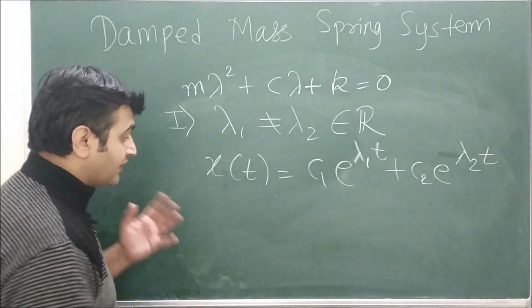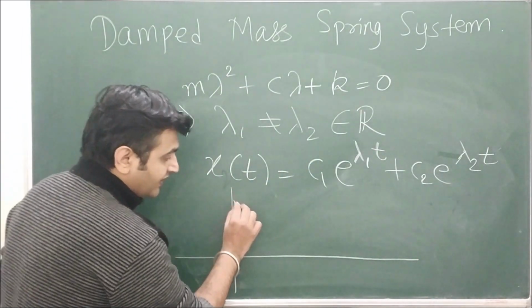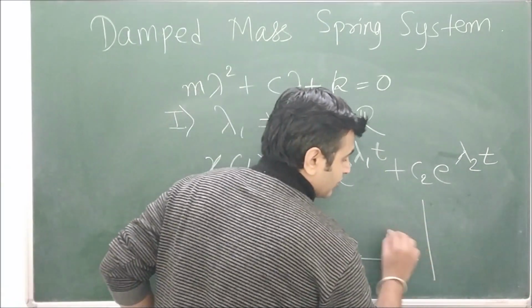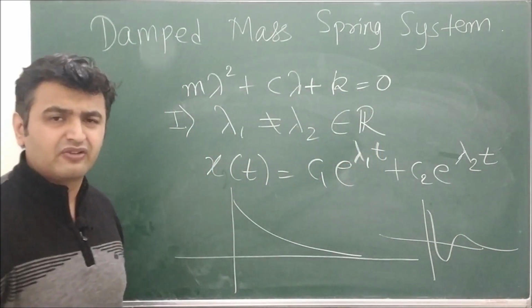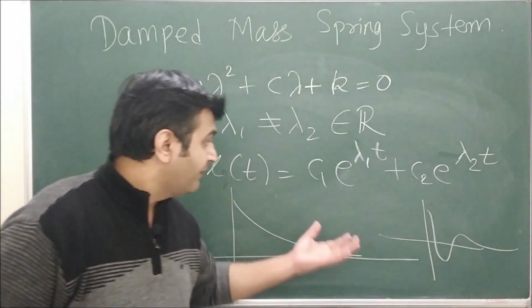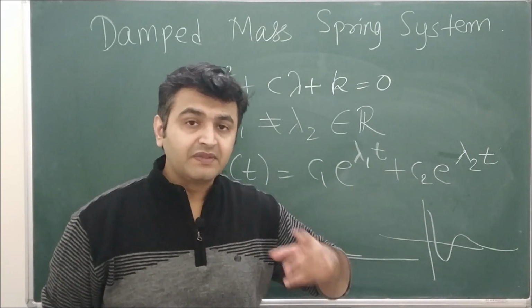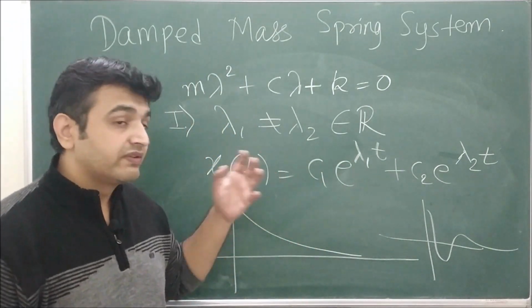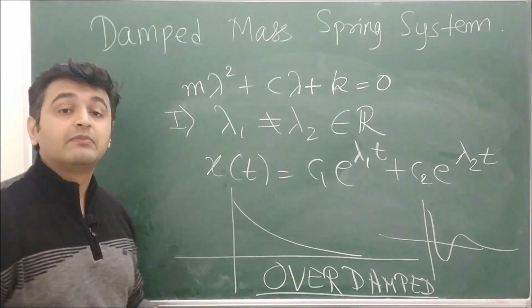Why overdamping? Now in this scenario, when you try to plot the solution curve, either you get something like this, or you get at most one or two oscillations. Hardly one or two oscillations. Why? Because as you can observe, there is no sine and cosine term, so you hardly get waves. That means there won't be oscillations. So when the roots are real and distinct, such a system is called an overdamped system.